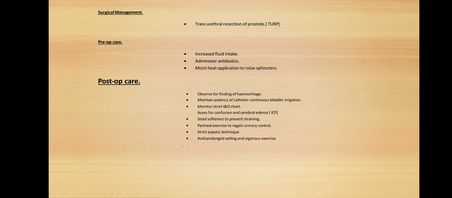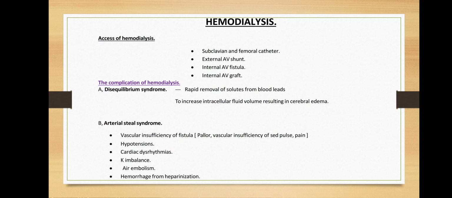Preoperatively, we will increase the patient's IV fluids, administer antibiotics, and apply heat to relax the sphincters. Following that, postoperative care: we will use a cold compress, observe for hemorrhage, bladder irrigation, ICP to be monitored because of intracellular fluid volume exchange. Aseptic technique to be followed. If we notice bleeding, we need to apply sterile gauze, gentle pressure, followed by informing the surgeon for the surgical management.